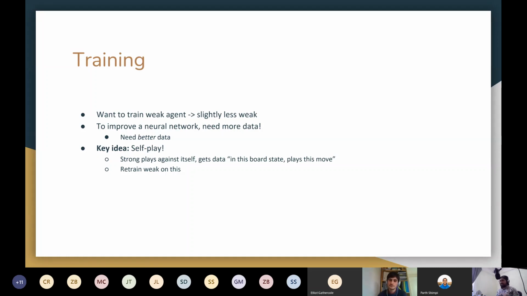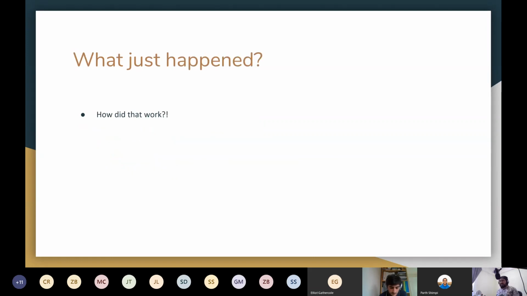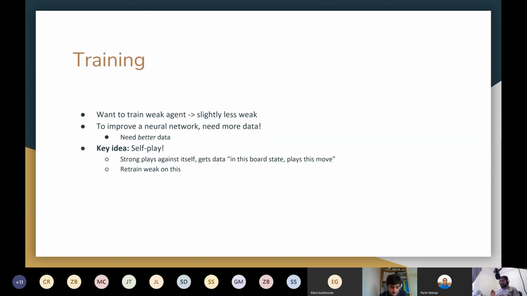And you now have a lot of data points of the form, in this state of the board, play this move. And these are smarter moves than the weak agent would make itself. And you can now retrain the weak agent to play these moves. To tell it, hey, the stronger agent took move 1, but you'd normally take move 2. You should be a bit more likely to take move 1 next time. And you just do this back and forth lots of times, and this is the core of how AlphaZero works.